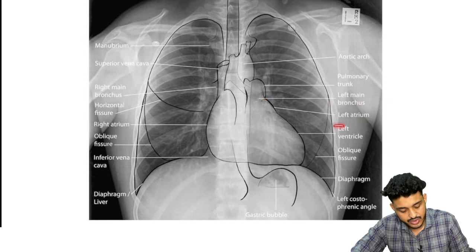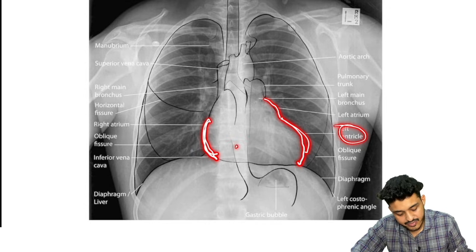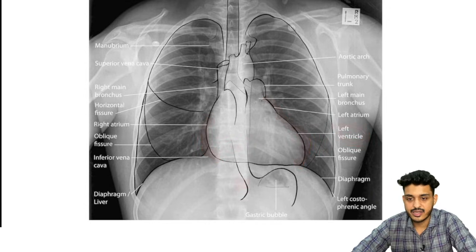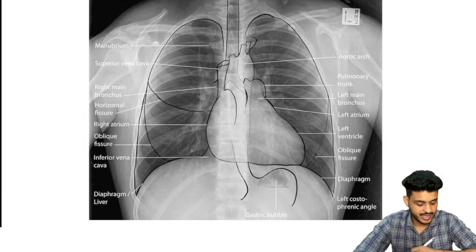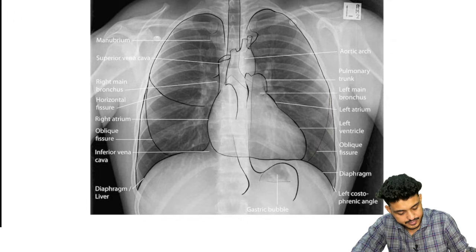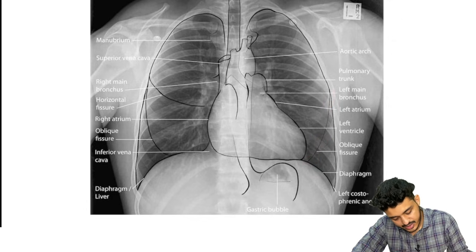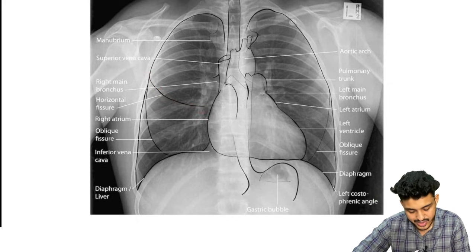Left atrium is going to be there, left ventricle is going to be there. This is the left atrium, this is the left ventricle, this is the right atrium. The right ventricle is on the posterior side, okay? These are the oblique fissures that we are having. This is going to be your horizontal fissure that we are having, right?